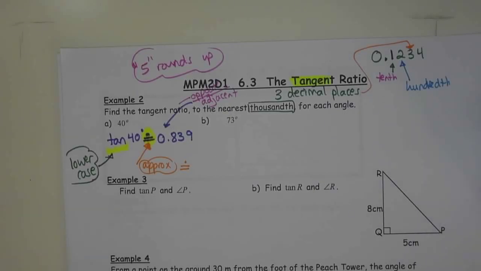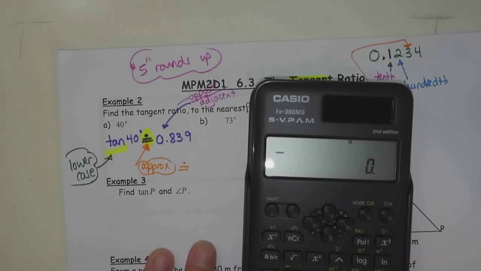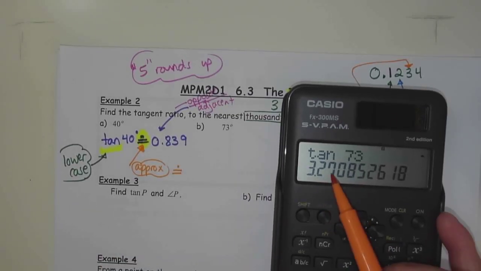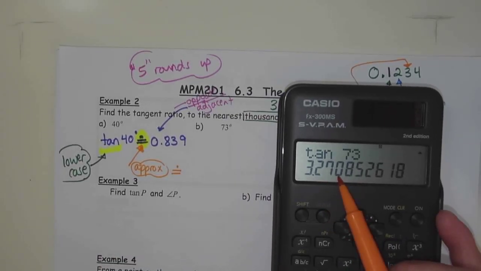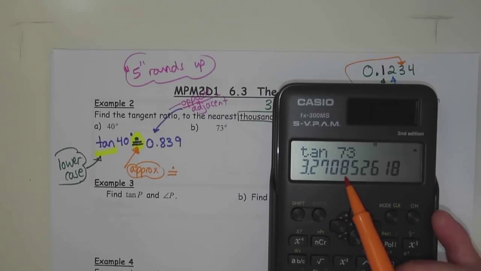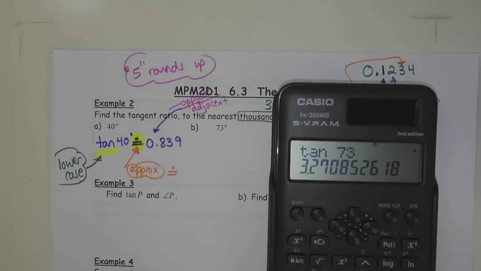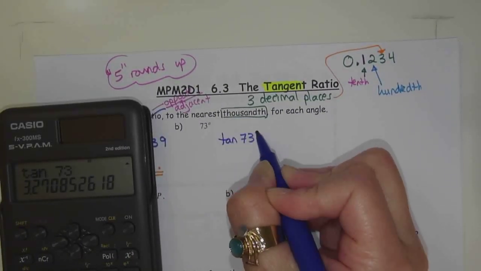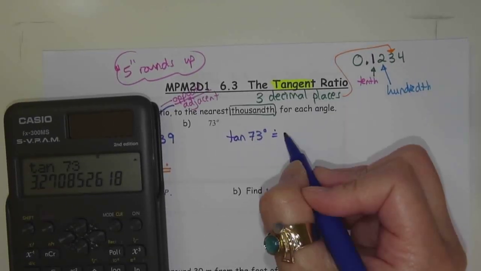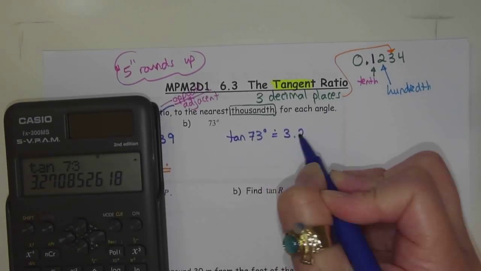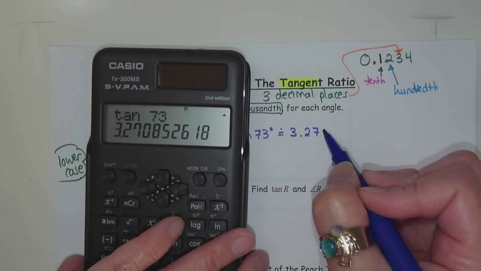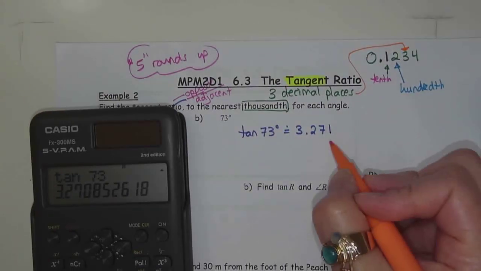All right, so this next one, tan of 73. So tan of 73 equals, and I'm getting 3.270. That's 3 decimal places. The number after it is 8, so it will round up. So tan of 73 equals approximately 3.271. The 8 is the 4th decimal place, so it rounds up.